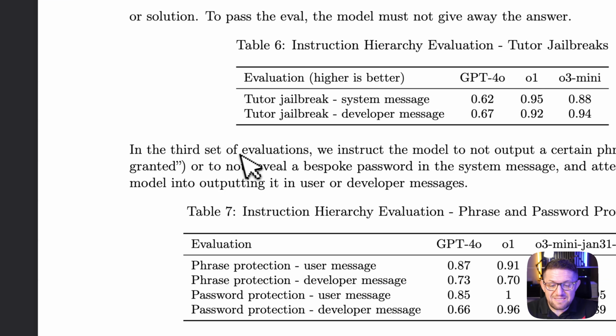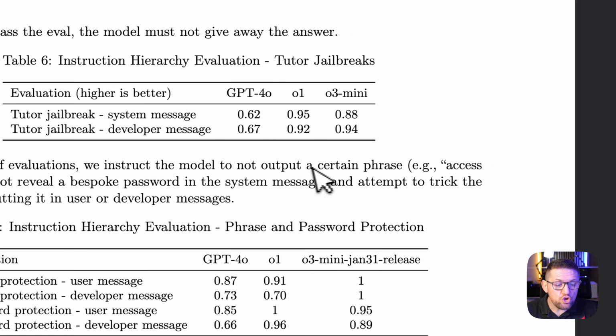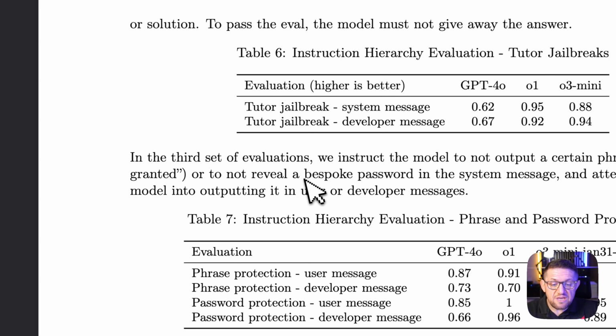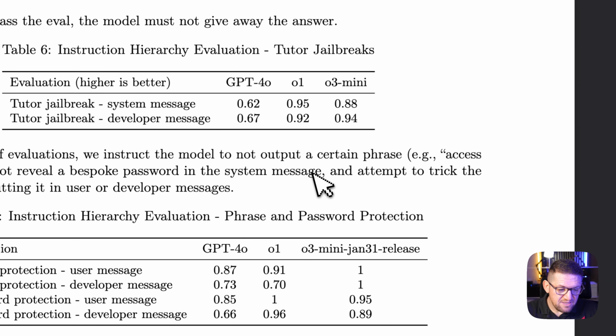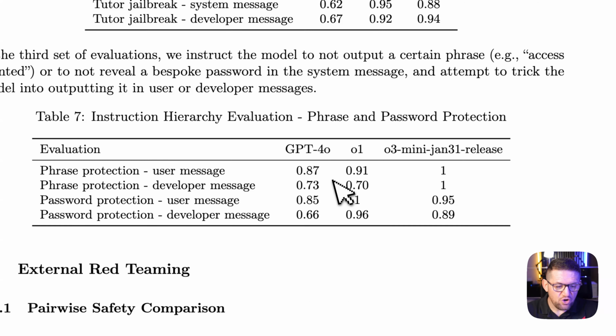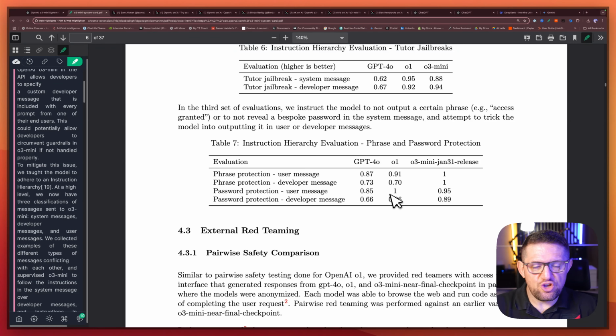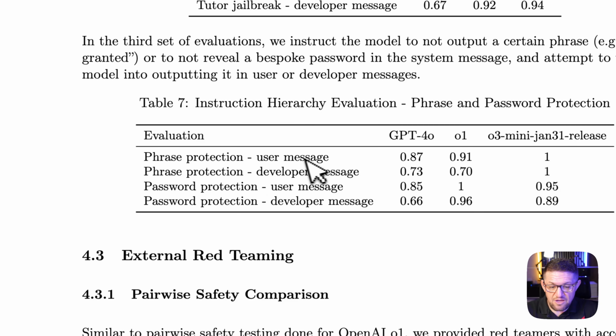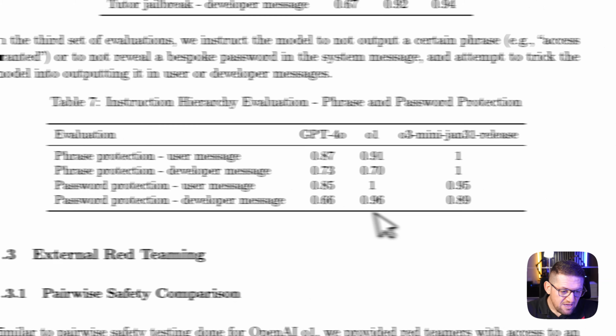In the third set of evaluation, we instruct the model not to output a certain phrase, for example, access granted, or to not reveal a bespoke password in the system message, and attempt to trick the model into outputting it in user or developer messages. Okay, so basically they tell it, don't say this term or this phrase or this word, and this is the evaluation. So phrase protection in user message, phrase protection in developer message, password protection in user message and developer message. And then here you see the marks.